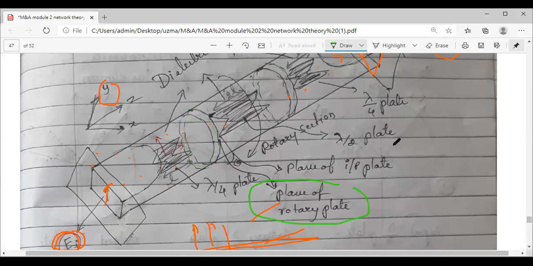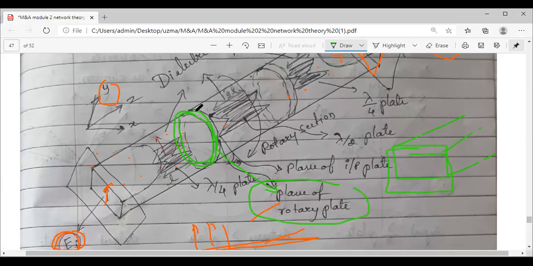Do you understand what you mean by plane? If I keep something like this, this is your rectangular waveguide. This front face, that is what? The plane. So coming to this circular section, whatever circular dots you can see, this is your plane of the rotary section, the center one.